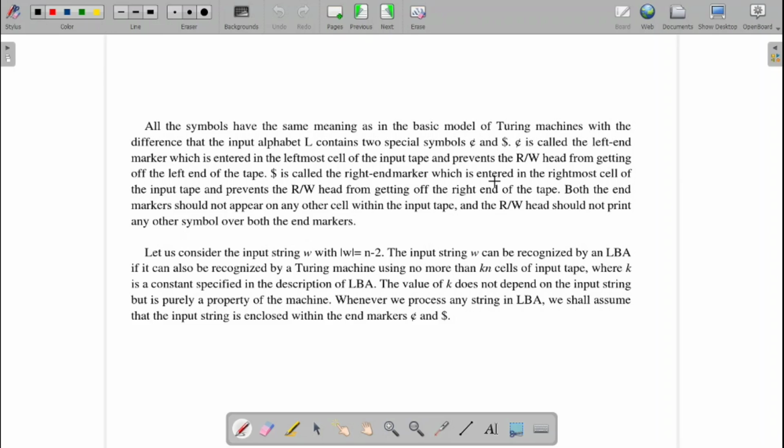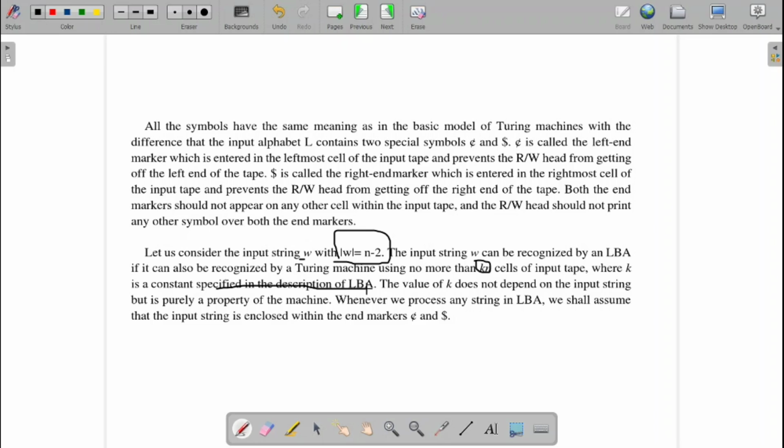So whatever input we take, the length should be n minus 2, because those two are meant for the special characters. The length of the input string w will be equal to n minus 2. That 2 accounts for the two end markers, ¢ and the dollar. The input string w can be recognized by a linear bounded automaton if it can also be recognized by a Turing machine using no more than kn cells of the input tape, where k is a constant specified by the description of the linear bounded automaton. The value of k does not depend on the input string but is purely a property of the machine.